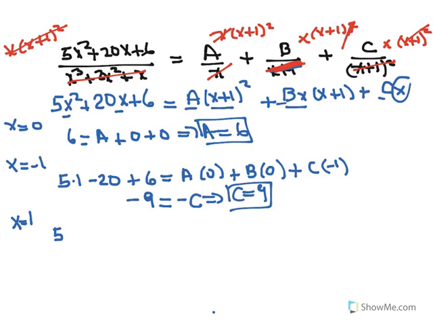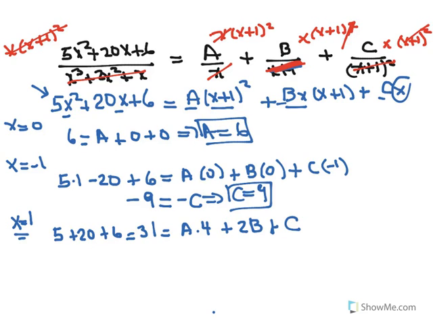So I have 5 plus 20 plus 6, right? That happens to be 31. I'm substituting right here on the left. Is equal to 8 times 1 plus 1 is 2, and 2 squared is 4, plus b times 1 is b times 1 plus 1 is 2, so it's 2b, plus 1 times c is c.